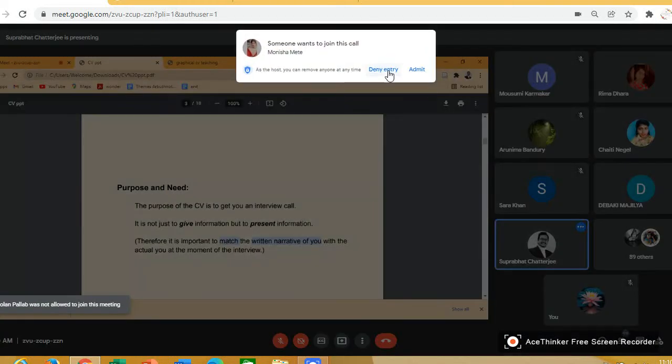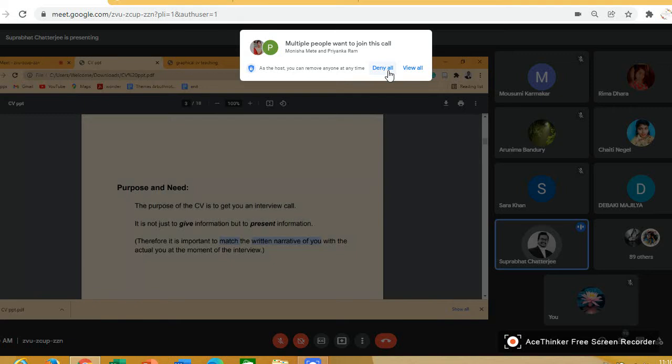And here I write that it is not just to give information, but to present information. Now, this forms a very important part of it. শুধুমাত্র ইনফরমেশন দেওয়া নয়, ইনফরমেশনকে উপস্থাপন করা. You have to present the information in a particular way.